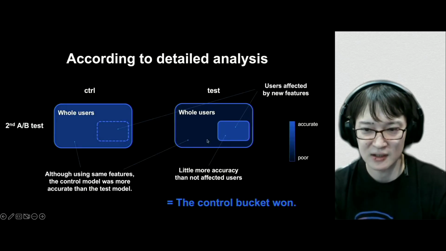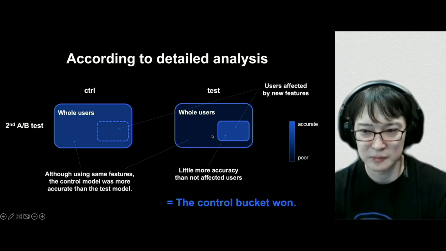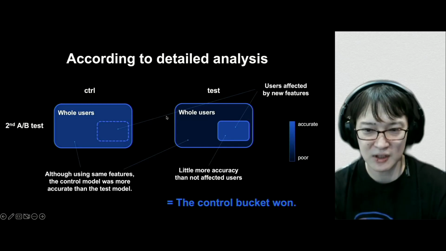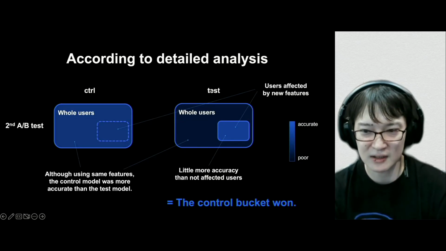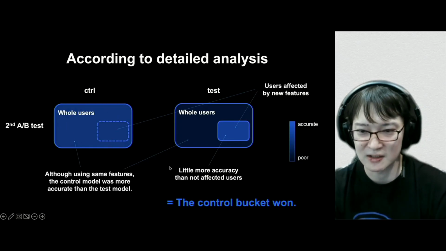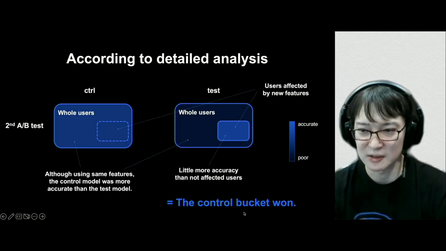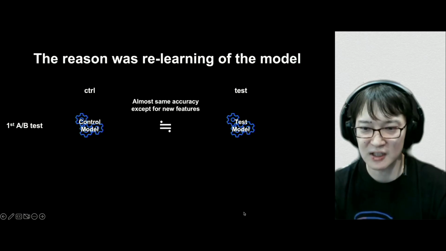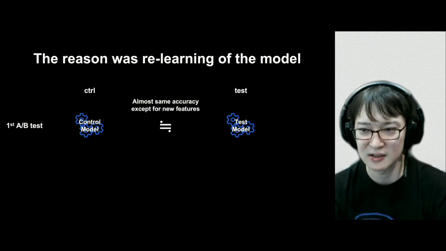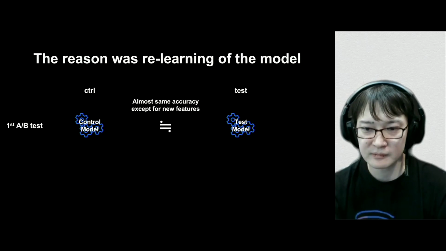However, when we analyzed the second test, we found the following. In the test bucket, the users affected by the added features performed better than users not affected by the added features, as in the first test. However, the performance of the control bucket was higher for users who are unaffected by the added features, which should not have made any difference. Therefore, we concluded the overall performance of the control bucket was better. The reason why a difference was created where there should not have been a difference was found to be due to retraining of the models.